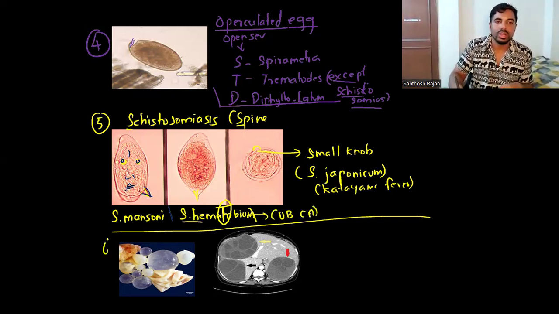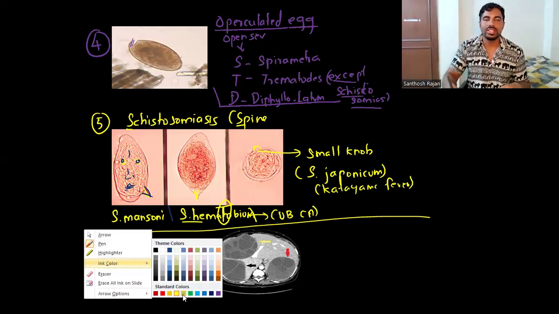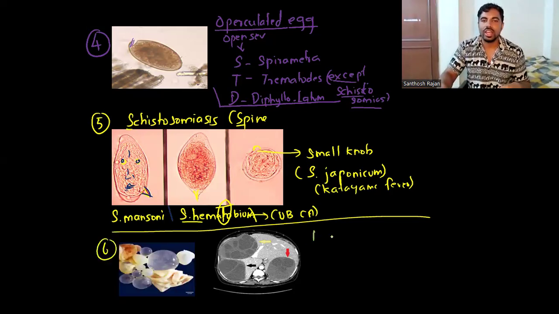Next one, the sixth. What is this picture? By seeing it you should say this is a cyst, right? Which cyst is this? This is a hydatid cyst. You know that in hydatid cyst the definite host is the dog.